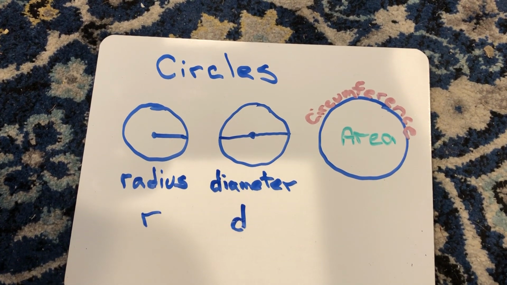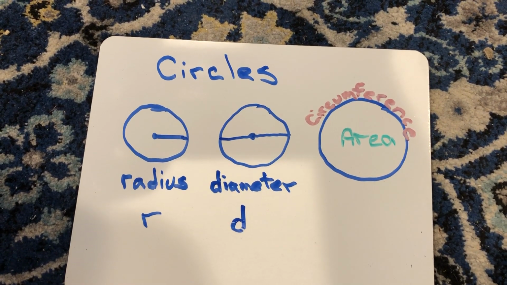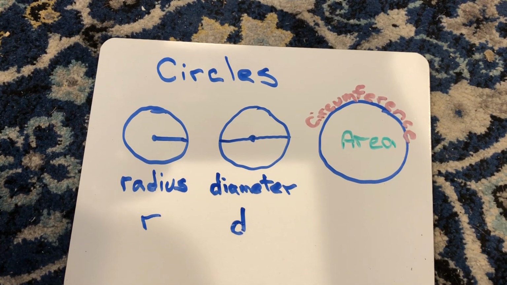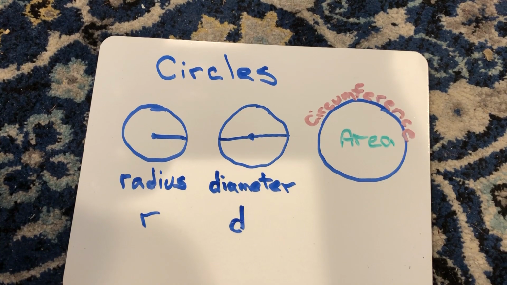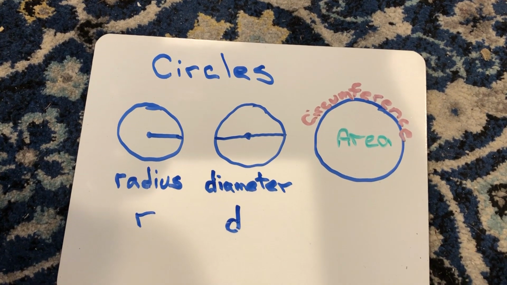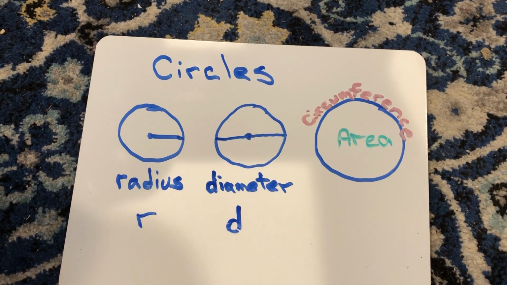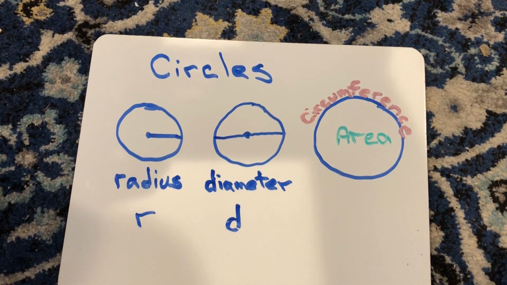Now the circumference is another name for a perimeter. It's just that it deals solely with circles. And the circumference is the distance all the way around the outside of a circle. The area is the amount of space inside of a circle.